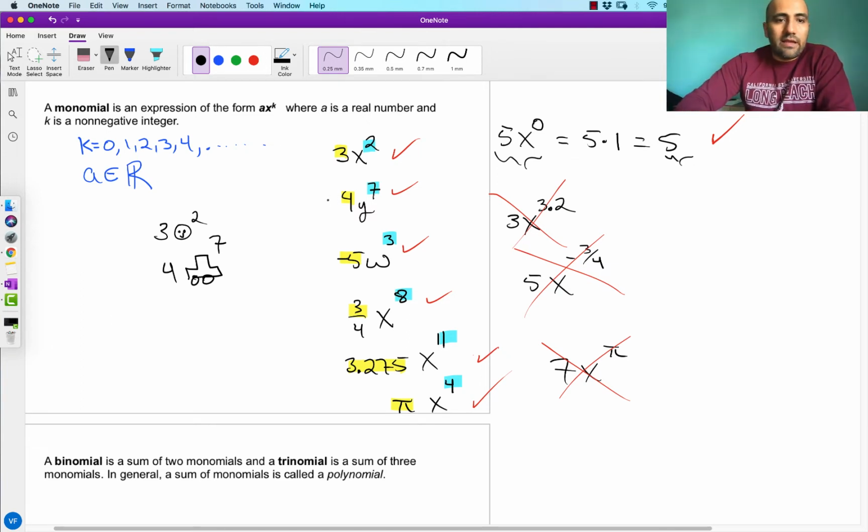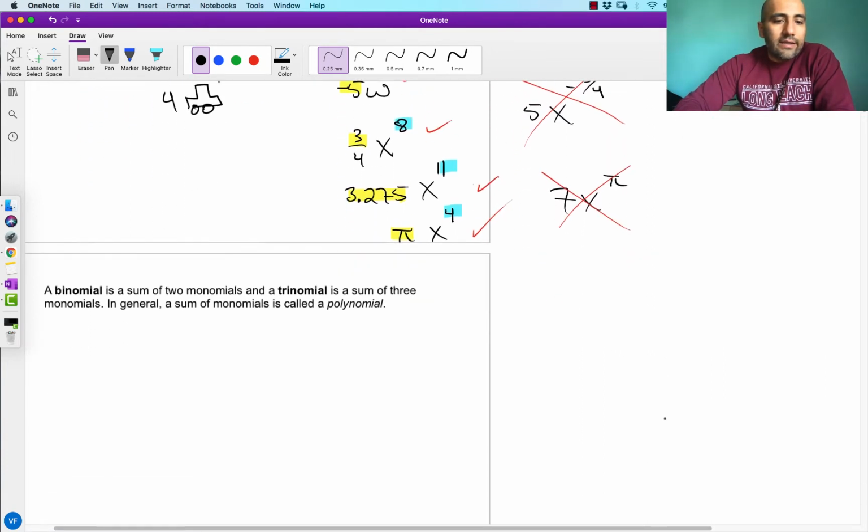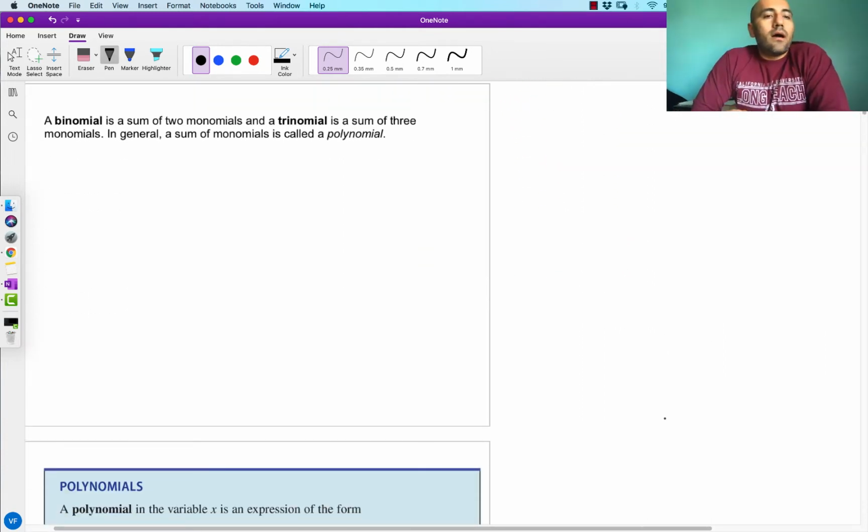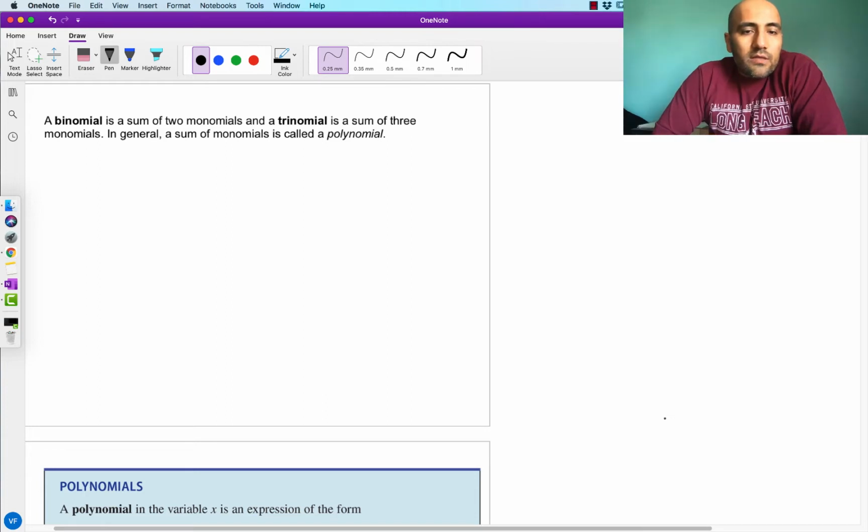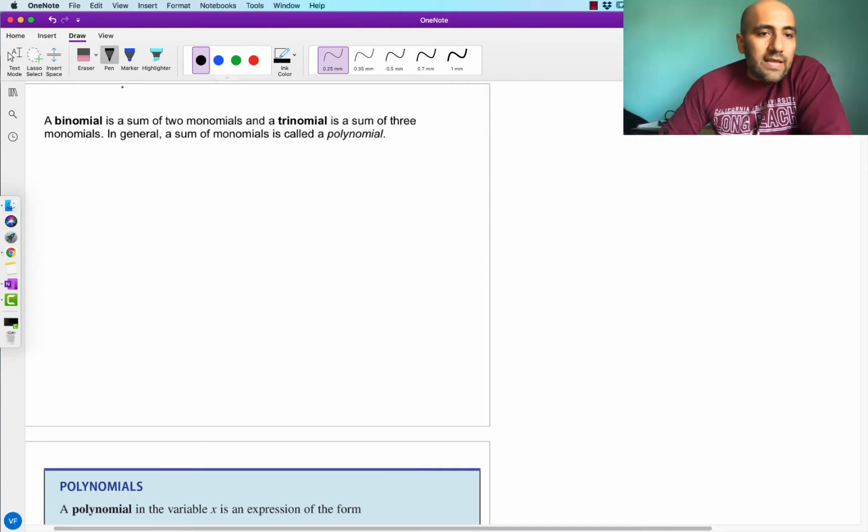So with the definition of monomial in hand, we can move forward now and look at binomials, trinomials, and then in general polynomials, right? So the sum of one or more monomials is a polynomial. In particular, if you have a sum of 2 monomials, then you have a binomial. And if you have a sum of 3 monomials, then you have a trinomial. Looks pretty straightforward, right?